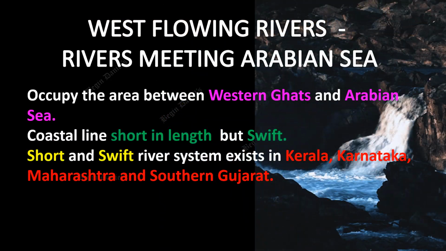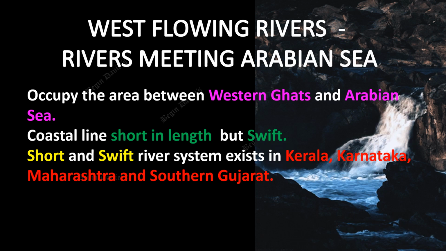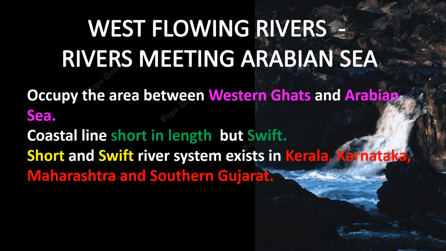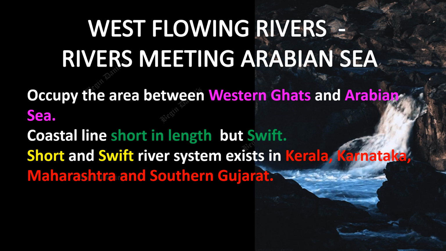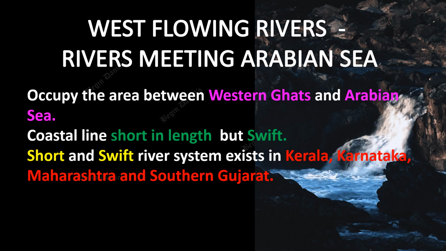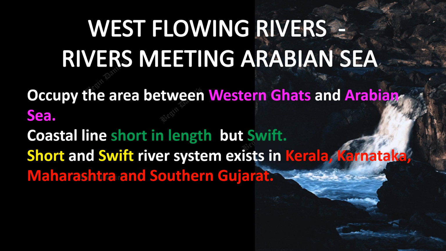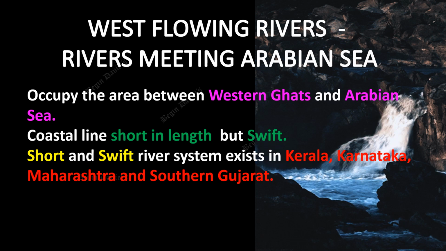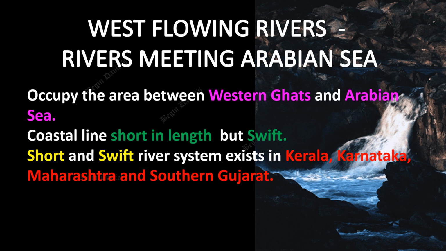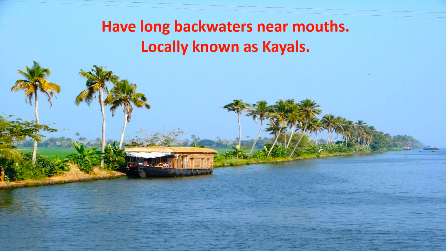West flowing rivers are rivers meeting Arabian Sea. Occupy the area between Western Ghats and Arabian Sea. Coastal line, short in length but swift in nature. Short and swift river system exists in Kerala, Karnataka, Maharashtra and southern Gujarat. Have long backwaters near mouths, locally known as kayals.